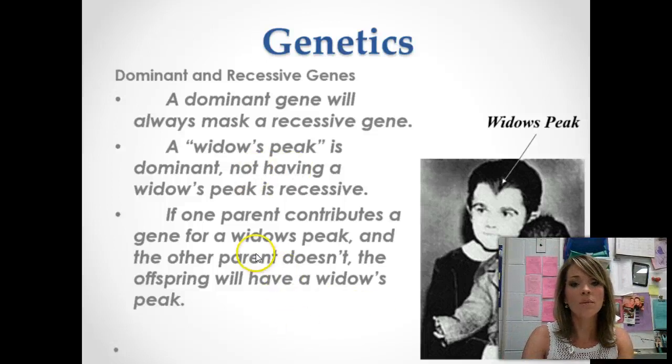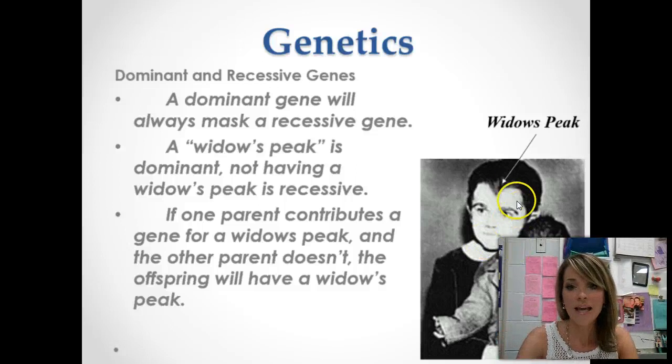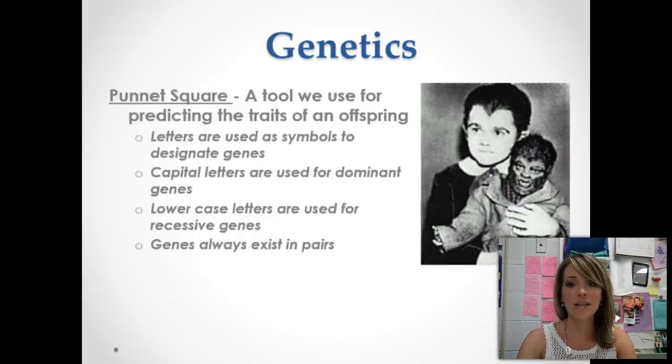And if one parent contributes the gene for the widow's peak, and the other parent doesn't, then you're going to get offspring that have the widow's peak because, again, the widow's peak is dominant. So that's what we're going to look at in this example. Now, if you don't know this boy here, he's actually Eddie Munster from the Munsters TV show. You might have seen it. And he has a very distinct widow's peak. Most people's widow's peaks are not that distinct. But we're going to be looking at his parents and kind of using them as an example for their offspring.